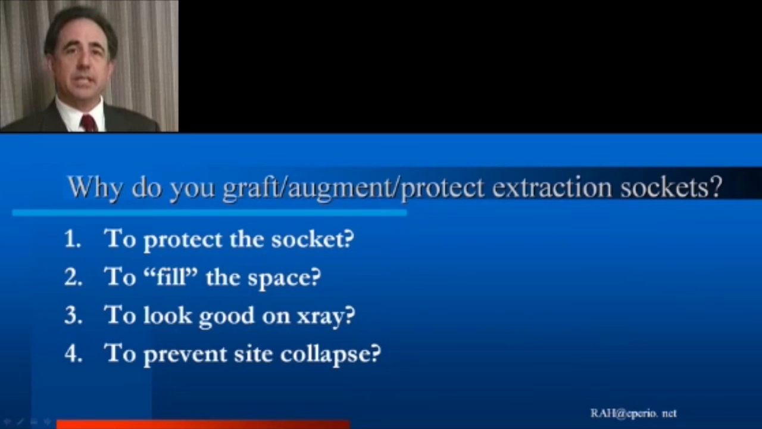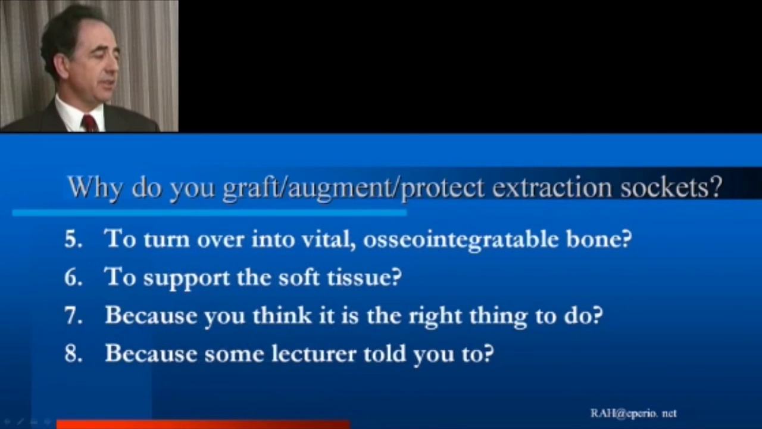So again, what we must consider at the time of extraction is what do we use to protect the socket? What do we want to fill the space? Do we want it only to look good on X-ray, and do we want it only to prevent site collapse? Or instead, in this age of periodontal and alveolar regeneration, do we want full reconstruction of the alveolar bone and gingival housing with alveolar bone supporting keratinized soft tissue?